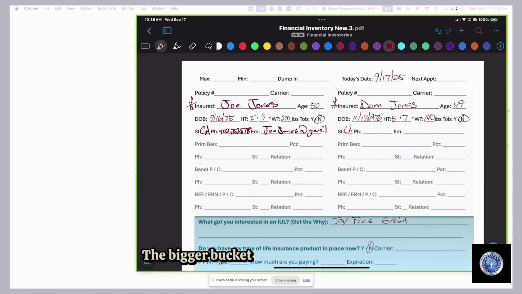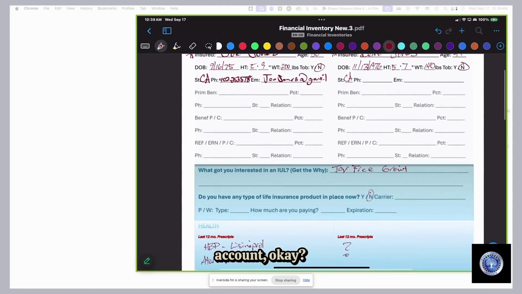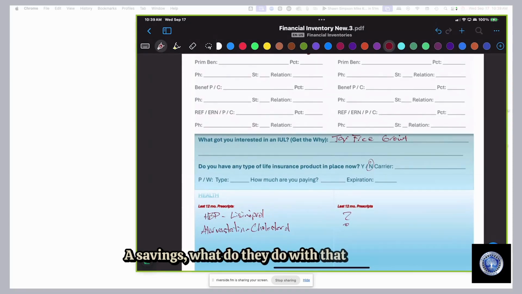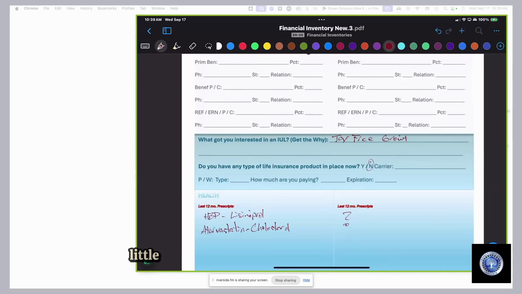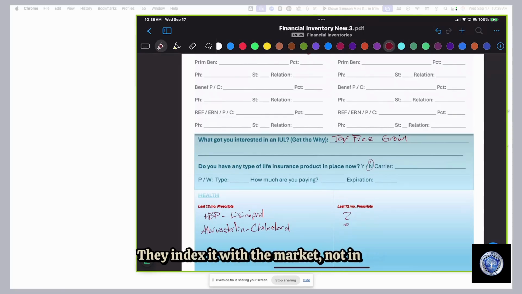The bigger bucket of your contribution payment goes to an accumulated cash value account. That's just a fancy term for saying a savings account. Okay. A savings, what do they do with that savings account? They index it with the market. Now, let me say that again and slow down a little bit because this is where some clients get a little bit confused. They index it with the market, not in the market.